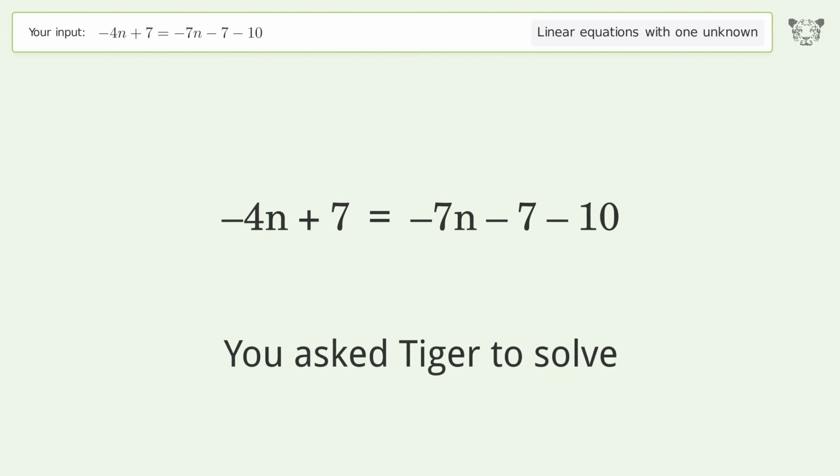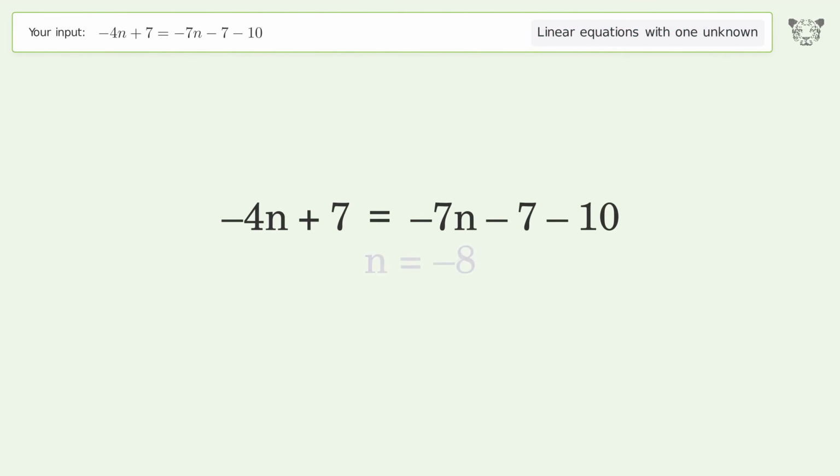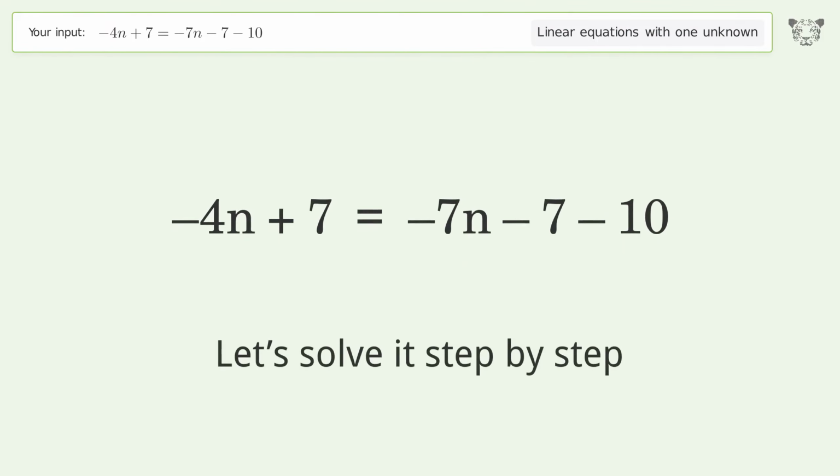You ask Tiger to solve. This deals with linear equations with one unknown. The final result is n equals -8. Let's solve it step by step.